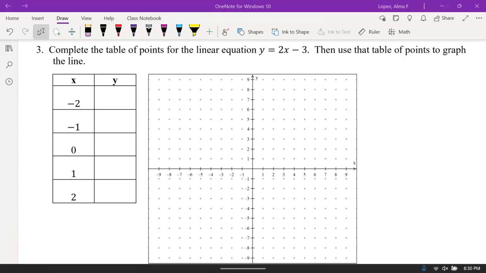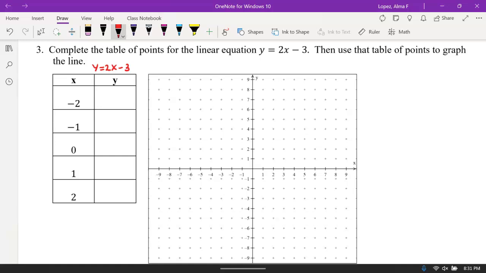Right. Let's continue in notes 22. We're on number 3, and we're actually going to build a table of points to graph our first linear equation. Now, here's the linear equation. So y can be found by plugging each one of those x values into that equation.